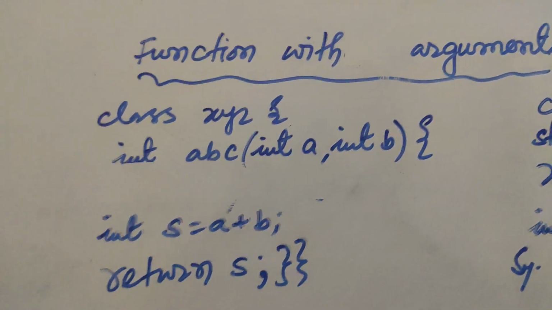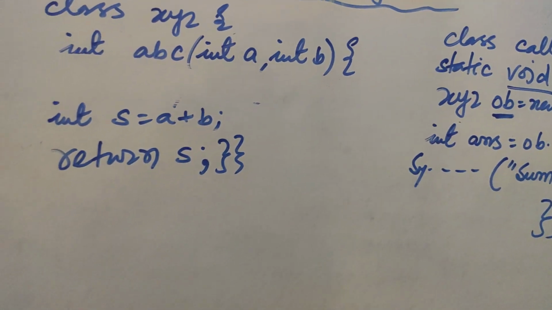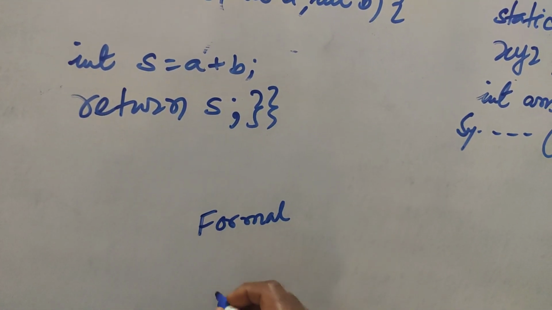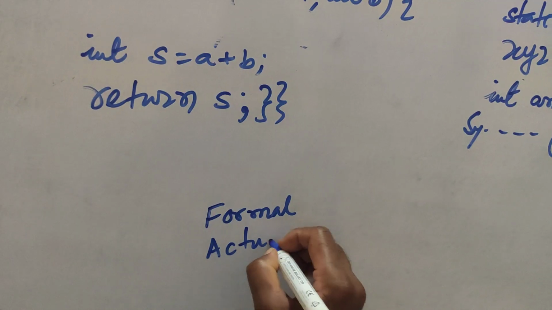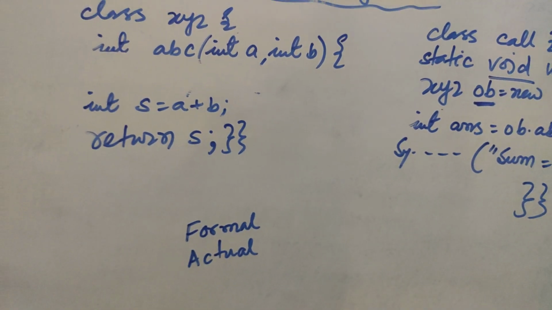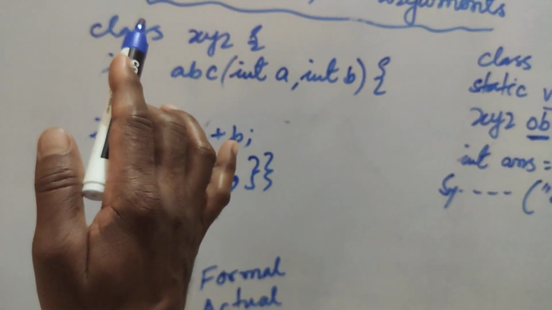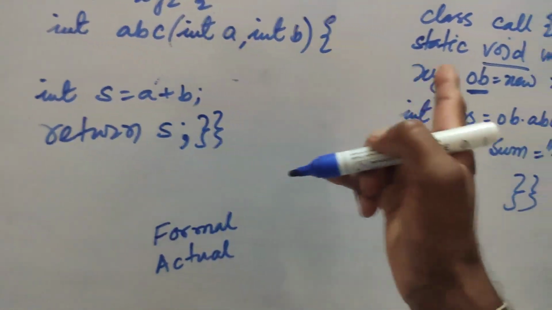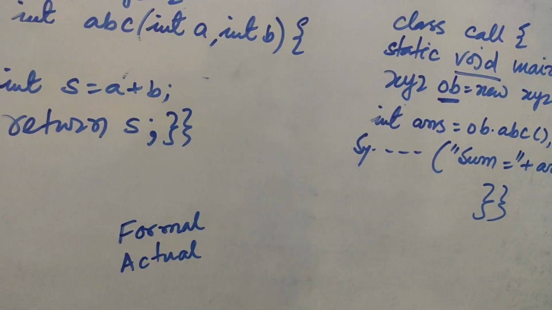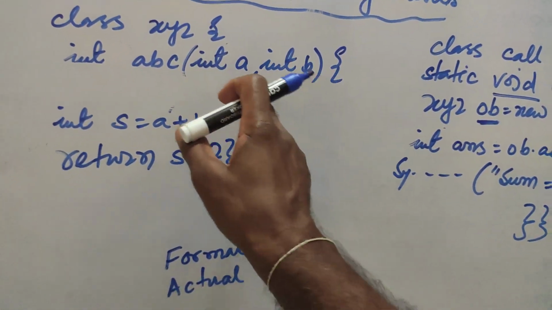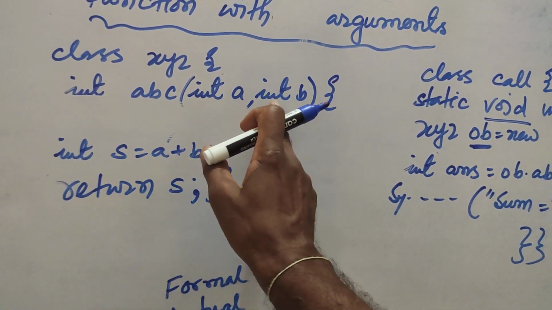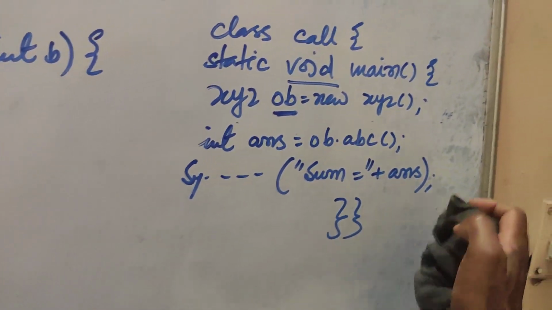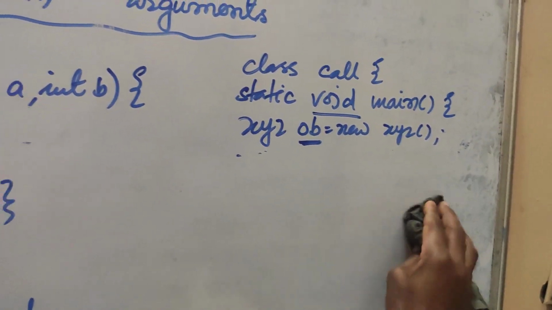What types of parameters are there? There are two types of parameters, which I am just mentioning: formal parameter and actual parameter. When we define a function, formal parameters are used. When we call the function, actual parameters are used. Now see, two parameters are there, and both data types are int. Return is int. Now if I want to call it here, how will you call?